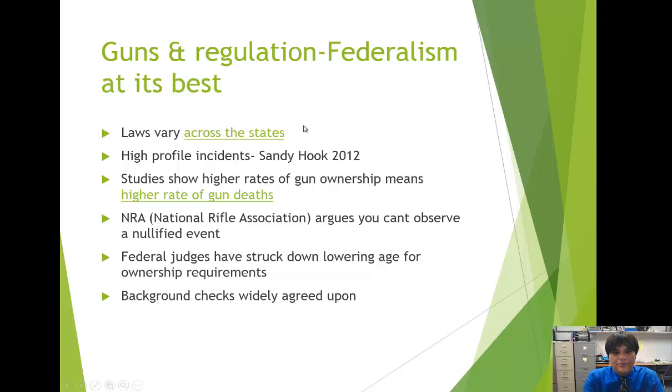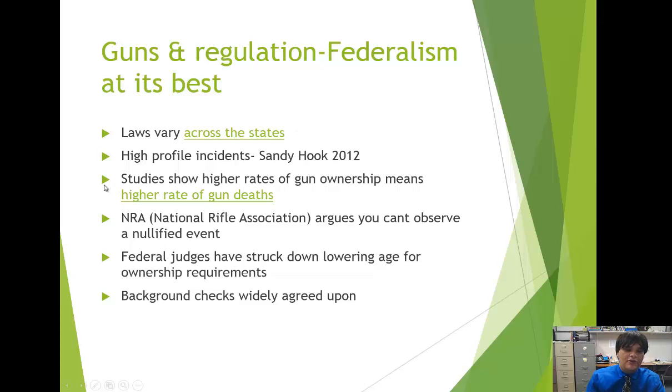You have a lot of high-profile incidents that deal with guns. Like I said, Sandy Hook in 2012. I taught this class right after that happened, in 2013, and it was good to have a good discussion then. It's still important. Guns are still a hot button issue, and a lot of people do take it very personally. So let's go ahead and introduce both sides of the debate.